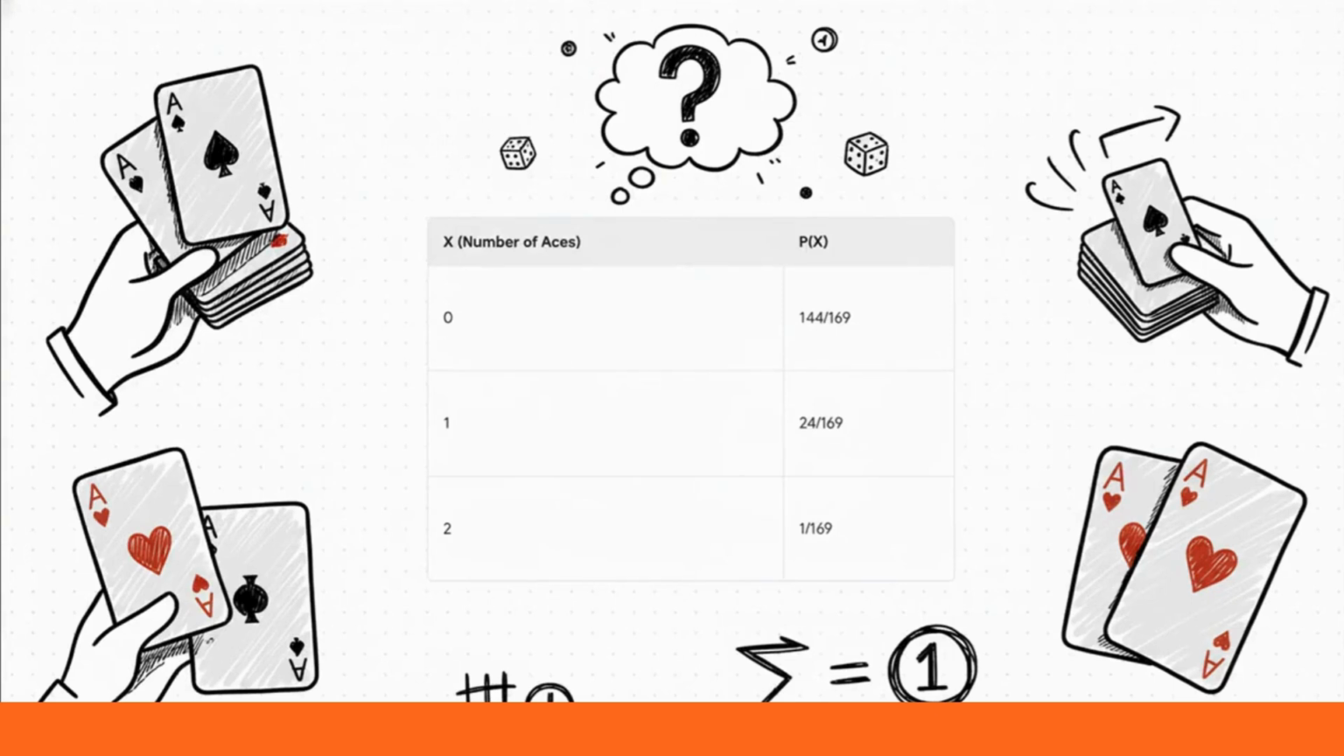Let's look at a quick example to make this real. Imagine you draw 2 cards from a deck, but you put the first one back before drawing the second one. What's the probability of getting 0 aces, 1 ace, or 2 aces? Well, this table shows you exactly what the distribution does. It assigns a precise probability to each outcome. And hey, notice how they all add up to 1? Just like our rule said they had to.